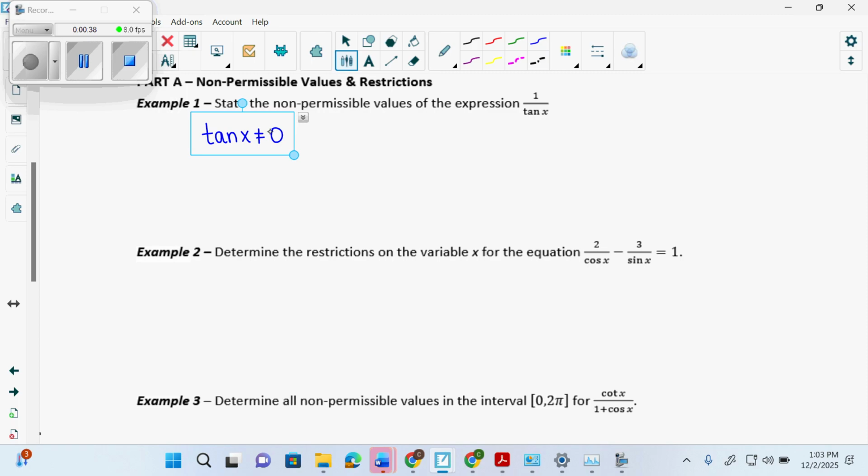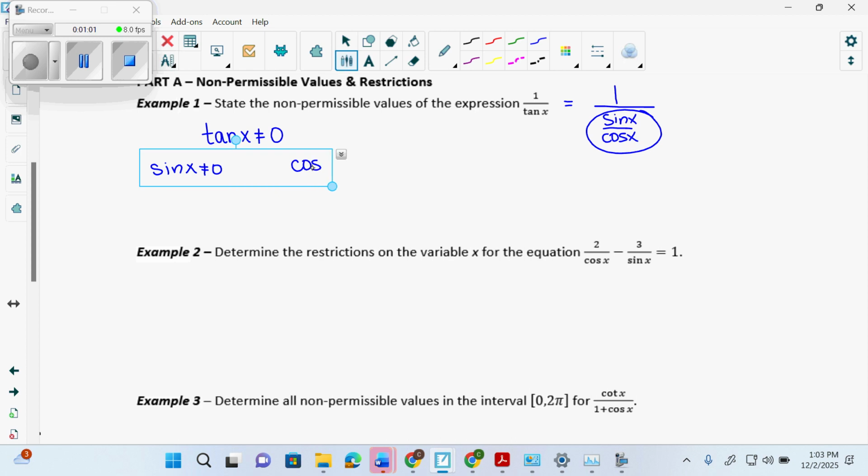Tan, another way to look at it, which makes it easier, is switching tan to sine over cos. So I could write this as 1 over sine x over cos x. And then both of these are sitting in the denominator, correct? So I can either say where tan x can't equal 0, or where sine x and cos x can't equal 0. And both of those places are where tan can't equal 0, because tan is undefined at 90 and 270, and it's 0 at 0 and 180 and 360.